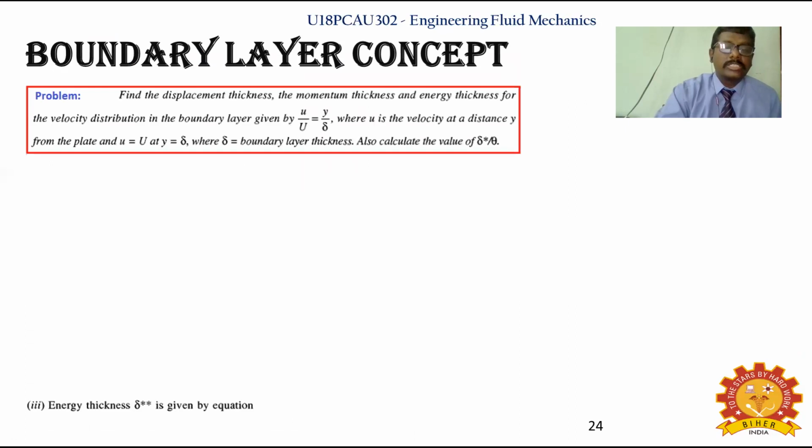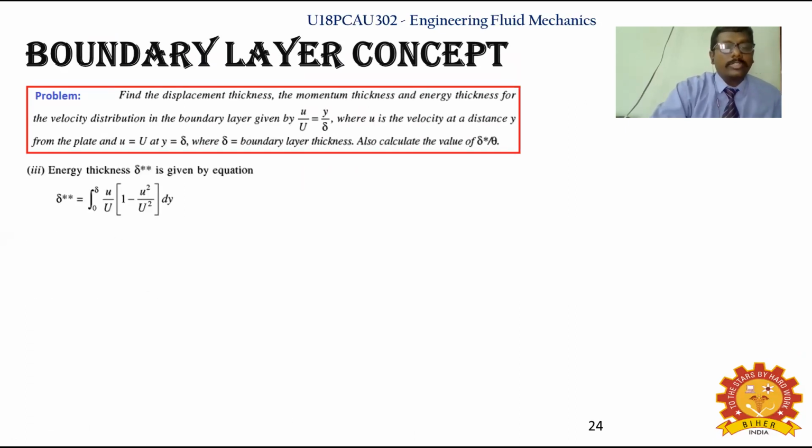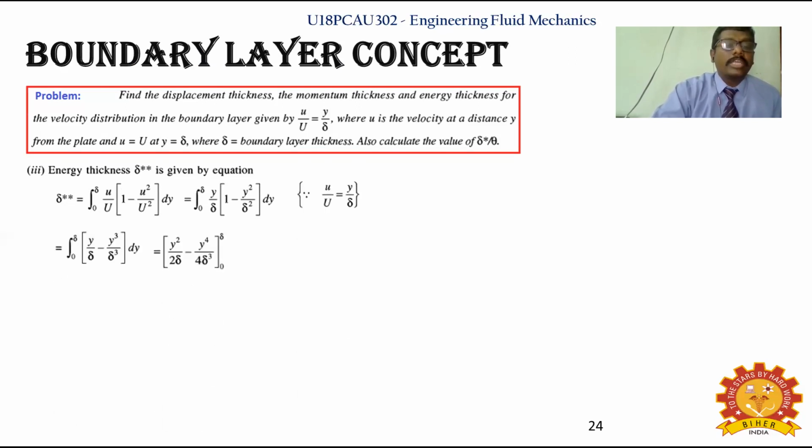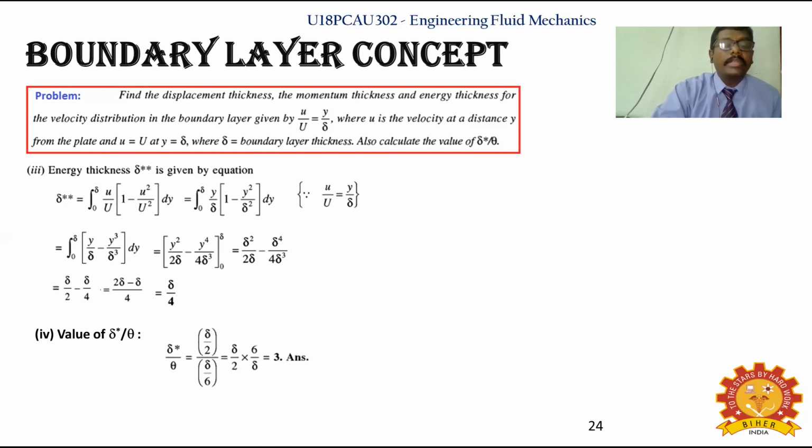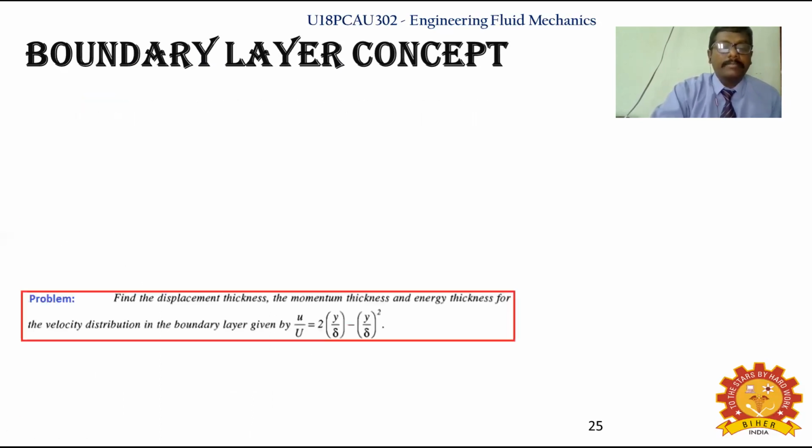Then about the energy thickness, delta double star. You write that equation and solve in the same way, using the same integration concepts, so that you get the value of the energy thickness. Now the value of delta star by theta. Delta star we already identified as delta by 2, and theta we identified as delta by 6. Substituting these calculated values, you get the final answer as 3.